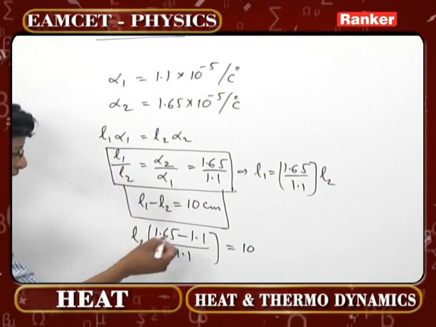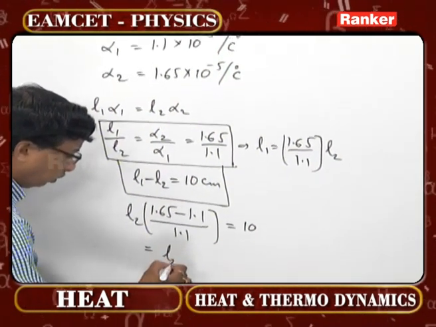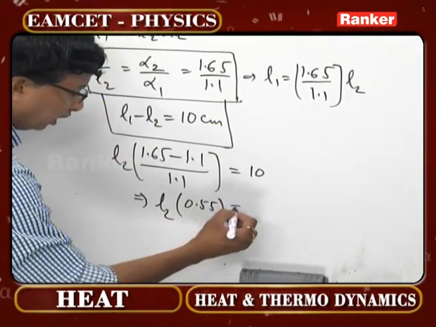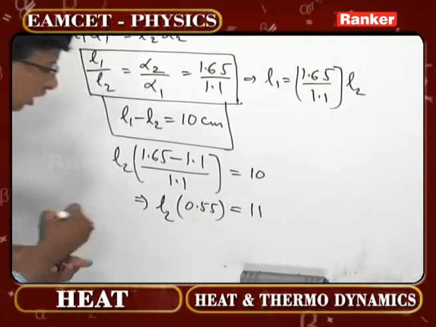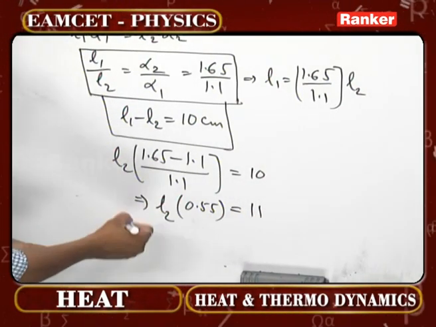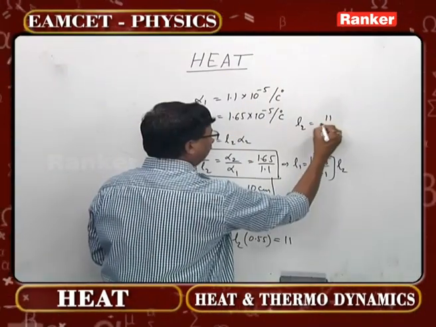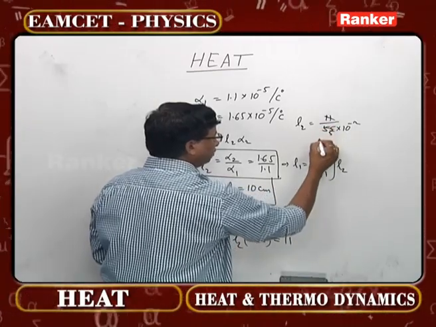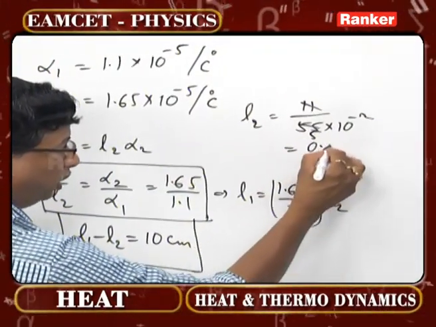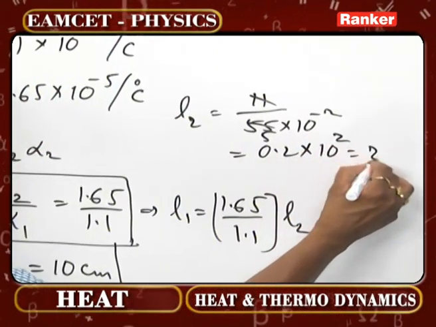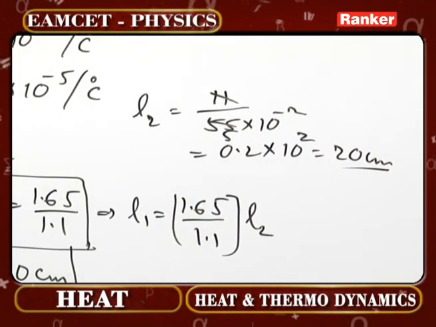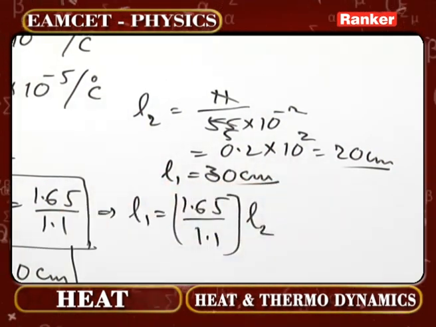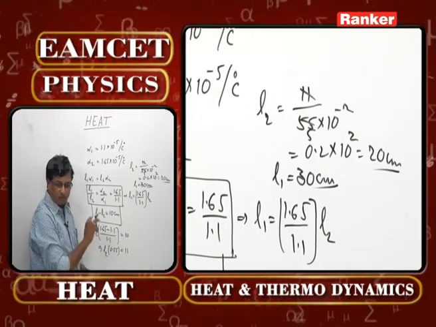What is 1.65 minus 1.1, please? It is L2 into 0.55 by 1.1. If you multiply this over here, this becomes 11 times, please. Now look carefully, L2 now becomes 11 by 55 into 10 power minus 2. This goes 5 times. 1 by 5 is 0.2 into 10 square. That means how much is it? 20 centimeter. So L2 is 20 centimeter, which means L1 definitely should be 10 centimeter more than this. That means it should be 30 centimeter.